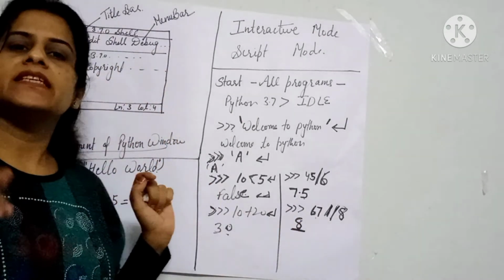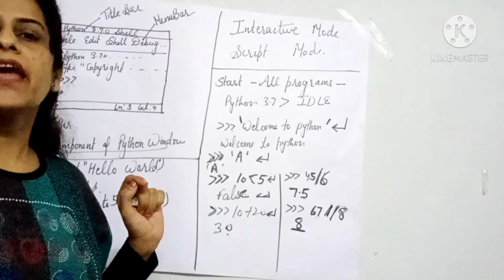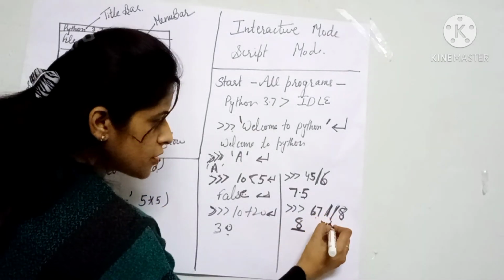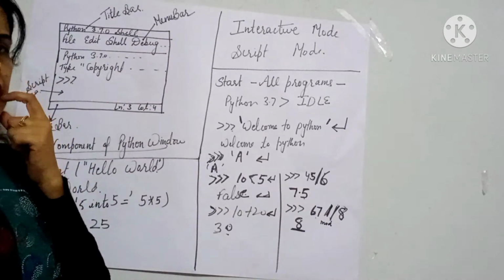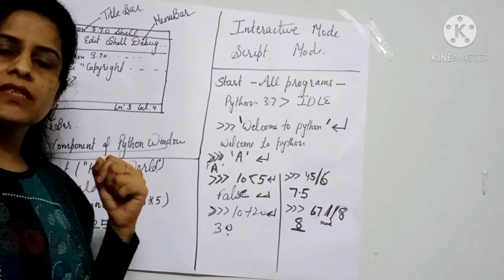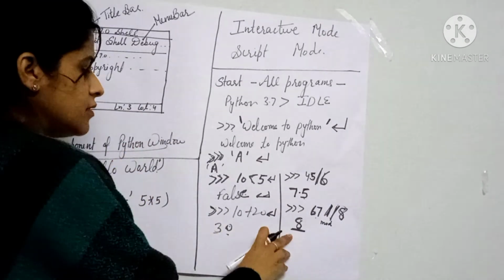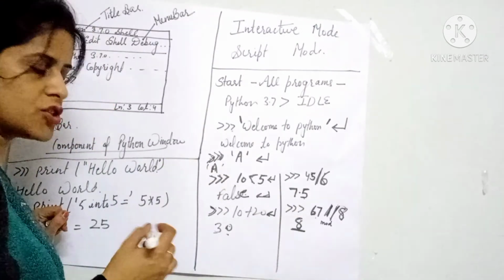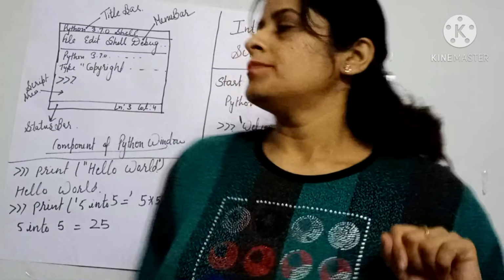Whenever you divide 67 by 8, its answer is 8 point something. It will not show that when you are using what is known as the mod. When we use mod, it does not show the decimal part, it only shows the main whole part. That answer is 8. So it is showing the answer 8.